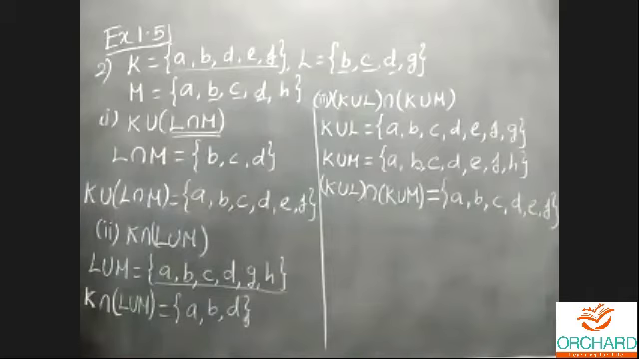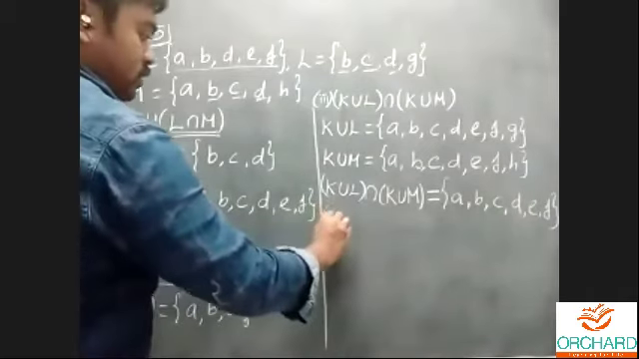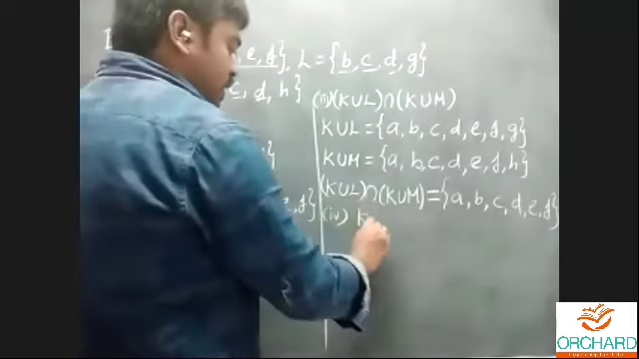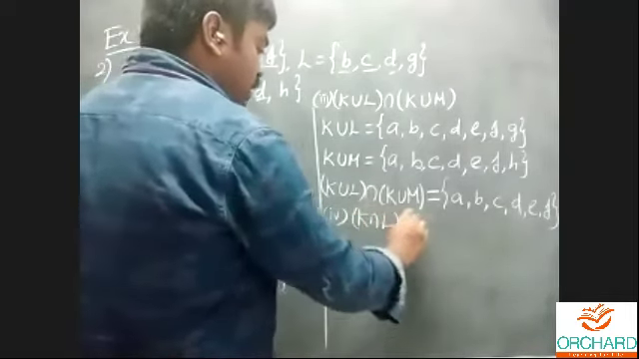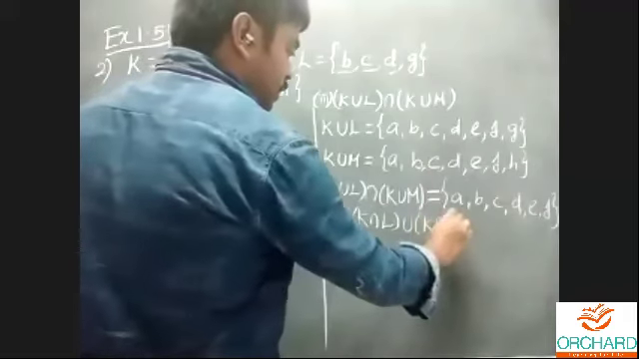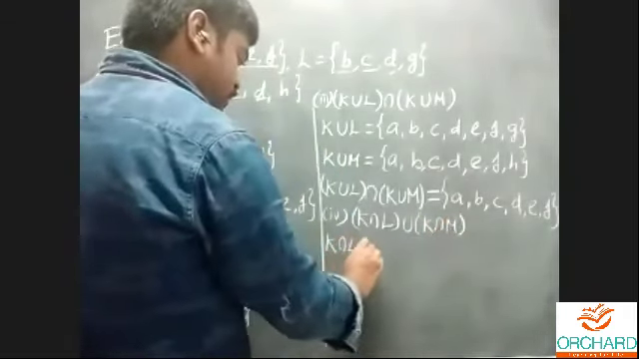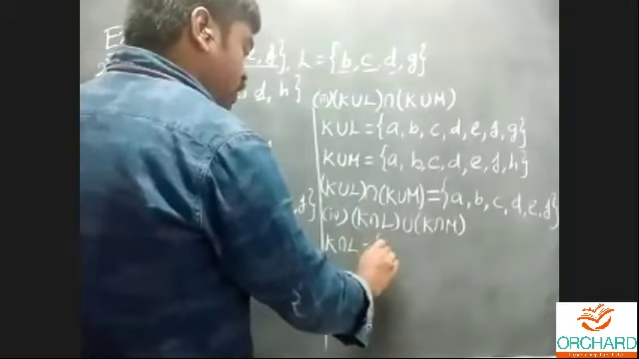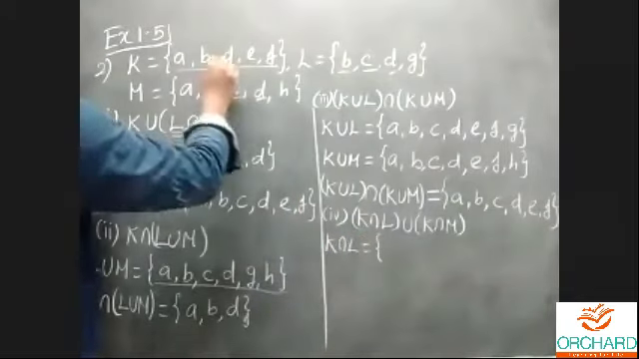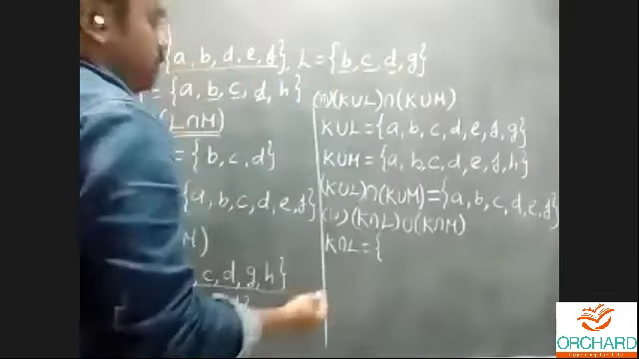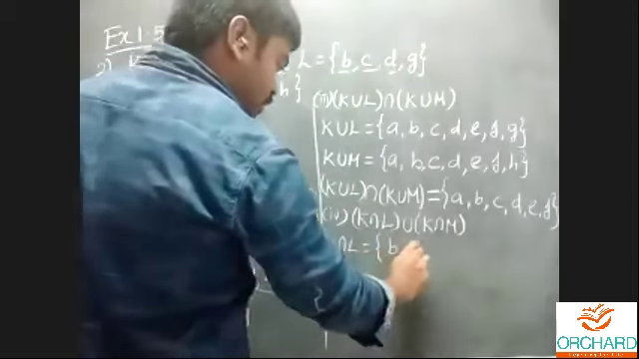Next is the fourth subdivision: K intersection L union K intersection M. First, K intersection L. What is meant by common between sets K and L? Common elements are B and then D. That's all. B, D is the common element.